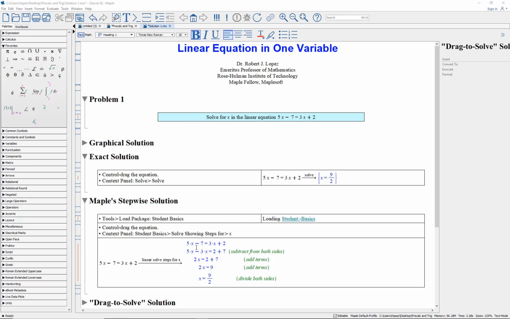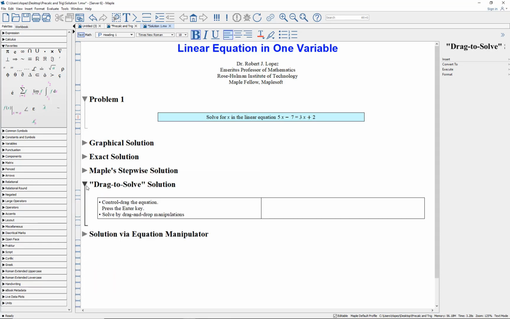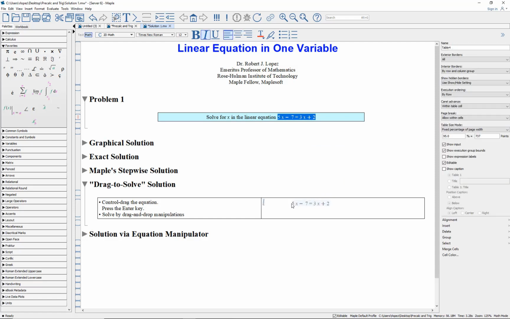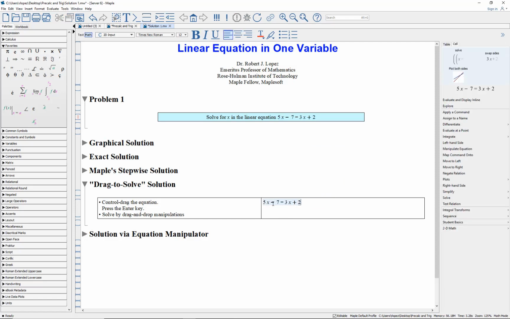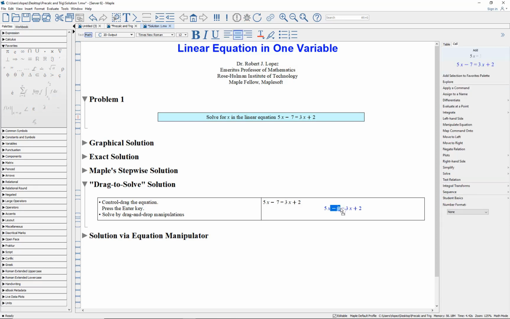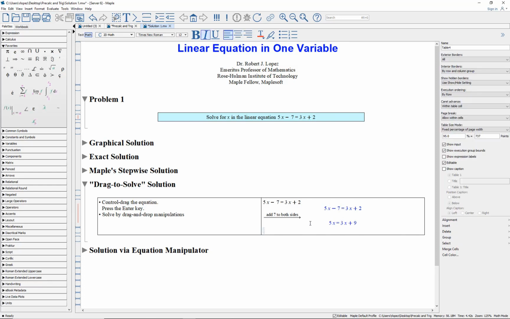Now what about getting a more hands-on, student-involved solution? So here, let me close some of this stuff up and solve the equation the way you would do it with a pencil and paper, moving stuff around on the screen. So for example, you want to move the 7 from the left to the right, you add 7 to both sides. So you grab it and pull it over. You see that pop-up says add? Yeah, add 7 to both sides.